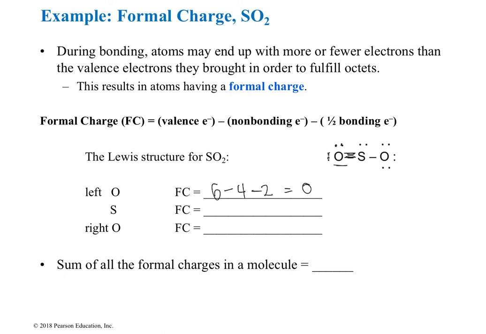Now sulfur, it has 6 valence electrons. We look on the periodic table. It has 2 non-bonding electrons, and then it has 1, 2, 3 bonds, so minus 3. So sulfur has a formal charge of plus 1. And then our right-hand oxygen, 6 valence electrons minus 1, 2, 3, 4, 5, 6 non-bonding electrons, and minus 1 bond equals negative 1. So sum them all up, add all of those formal charges together, we get 0, which is good because it is a neutral molecule.